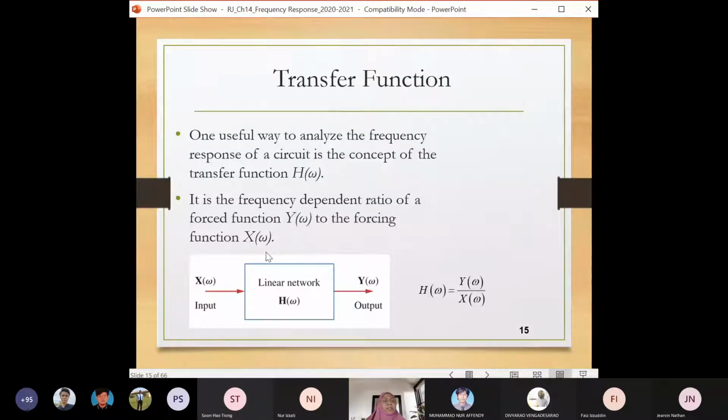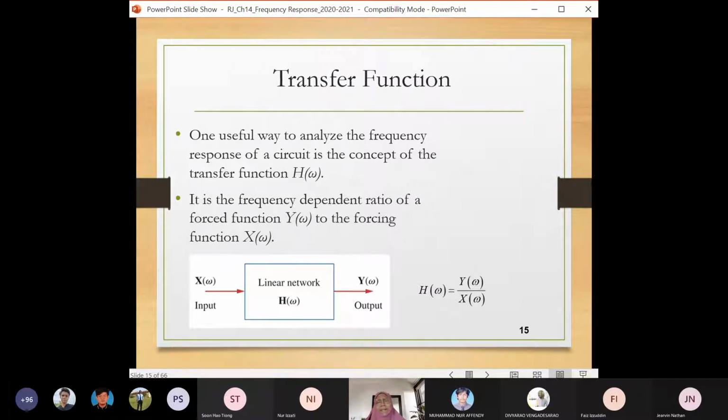And you consider the black box as a linear network. This linear network can be represented as its transfer function, H omega or Hs. So a transfer function can be represented as the relationship between the output and its input. Therefore, H omega is equal to Y omega over X omega, the output divided by the input, which is actually the gain. A gain of a system is always the ratio of output to input. So the transfer function is actually the gain equation.